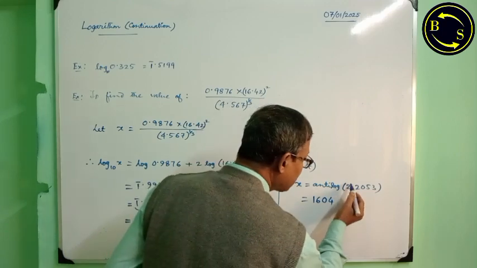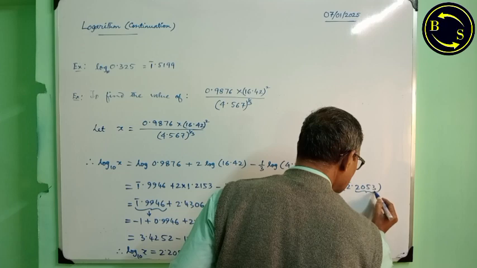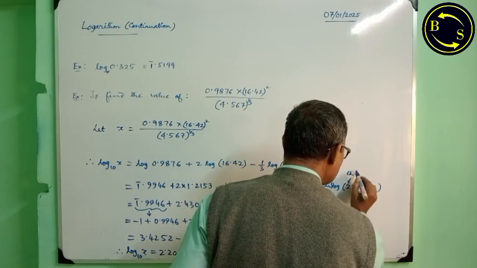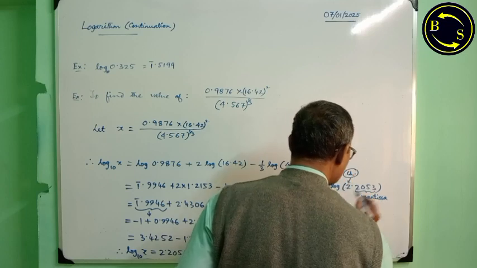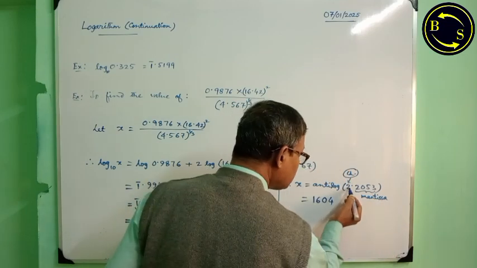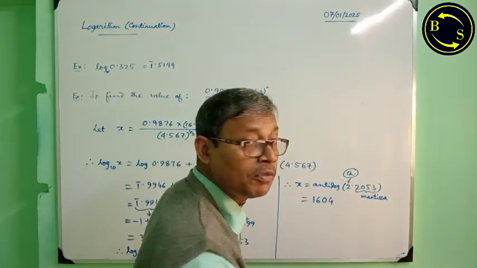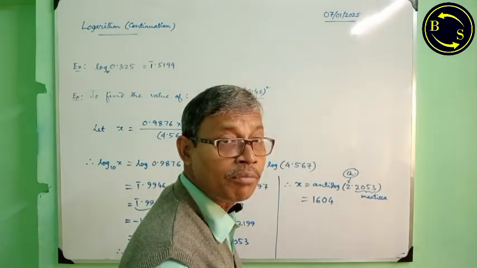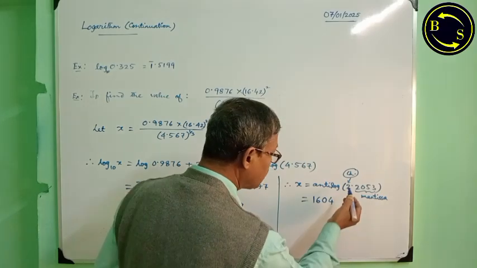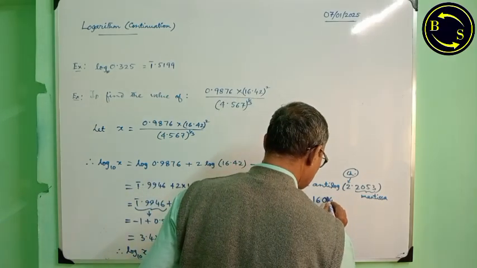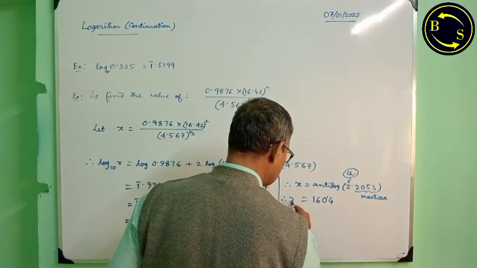Then 2 is the characteristic. This is the mantissa part. Therefore this determines the position of the decimal point. 2 is there. Therefore before the decimal point in the original number there are 3 digits. 2 plus 1, that is 3. That means finally the value of x will be this one. Therefore x equal to this.